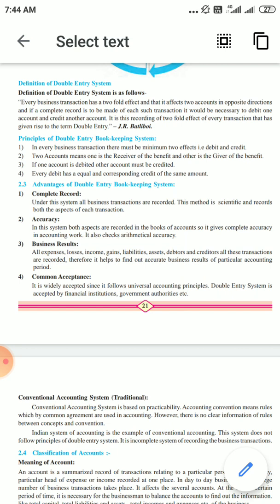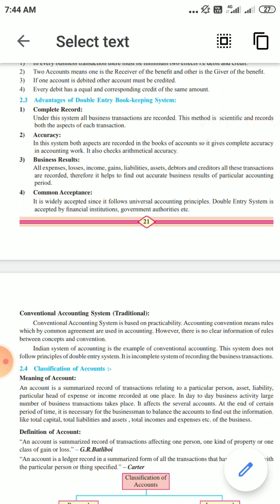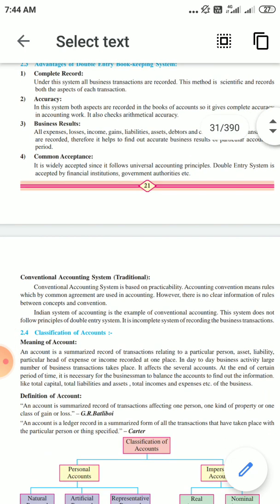Next is common acceptance. Now this system of accounting is accepted by the universe, that is, it is a universally accepted accounting principle. The double entry system is accepted by government institutions, financial institutions, authorities, okay, banks, etc. So this system is accepted all over the world. So what are the advantages? It gives a complete record, it is very accurate, it will help in business results, it is commonly accepted all over the world, okay.